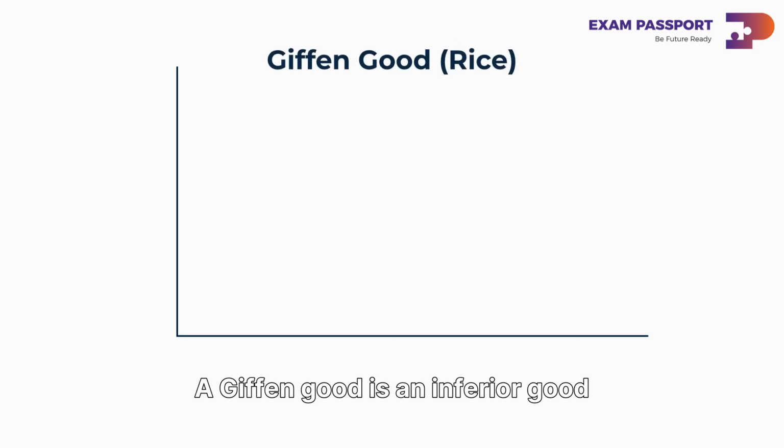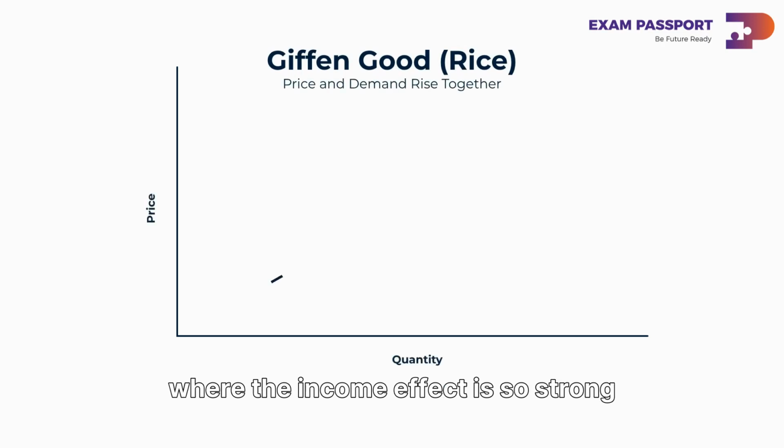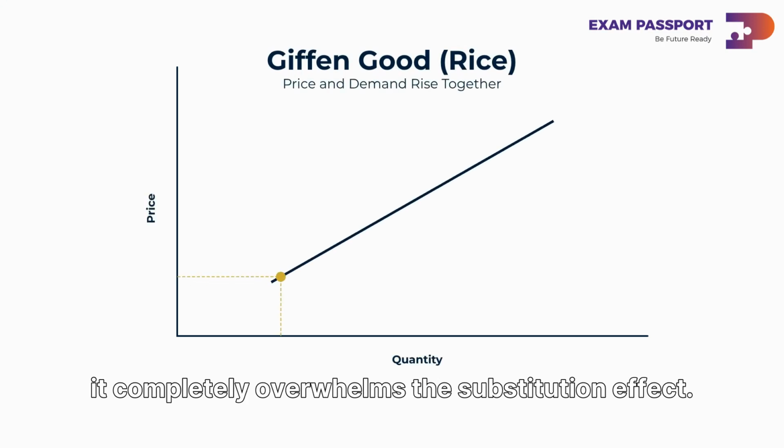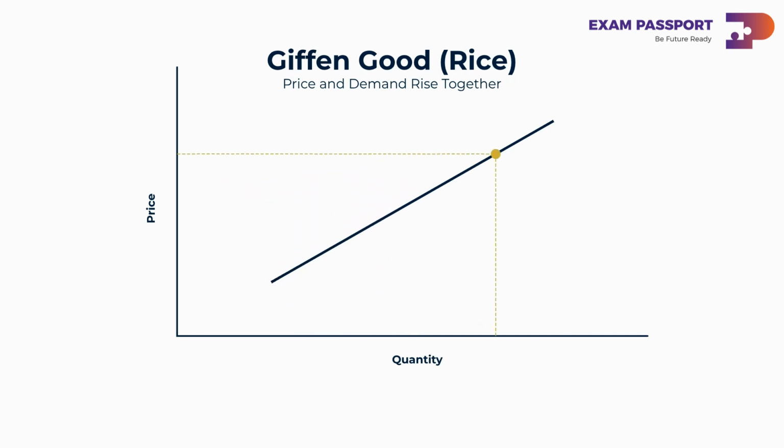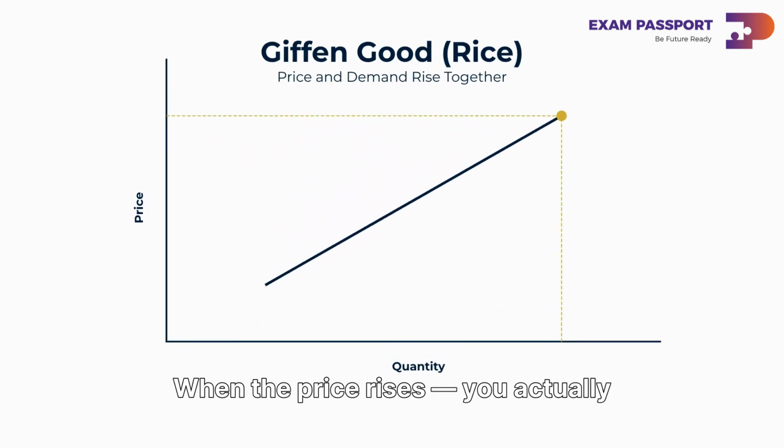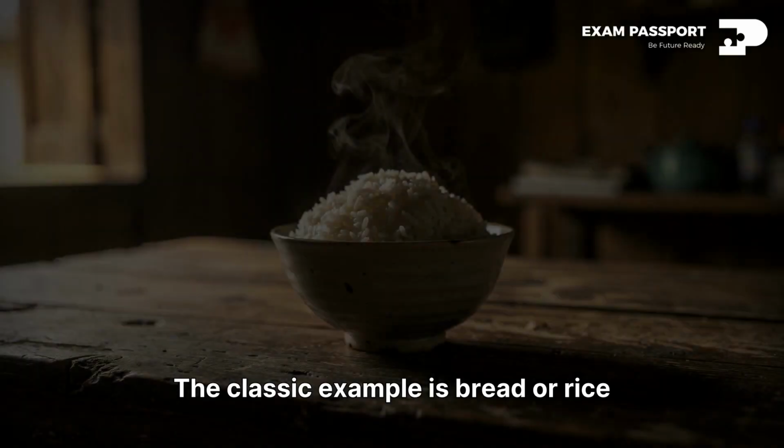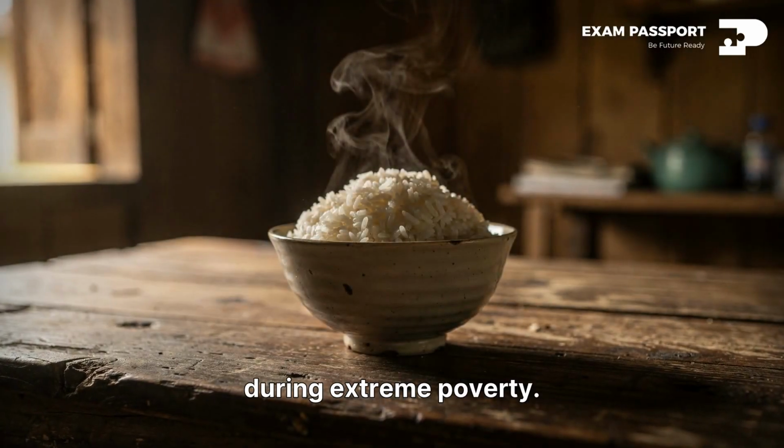And then there are Giffen goods, the most unusual case in all of economics. A Giffen good is an inferior good where the income effect is so strong it completely overwhelms the substitution effect. When the price rises, you actually buy more of it. The classic example is bread or rice during extreme poverty.